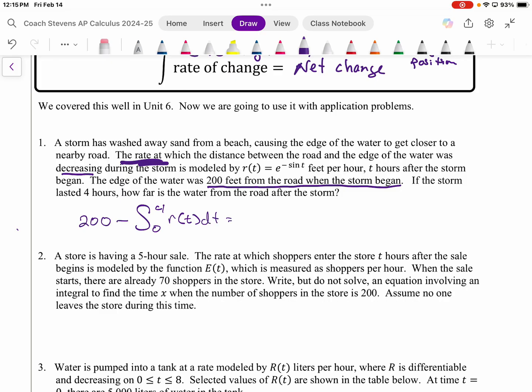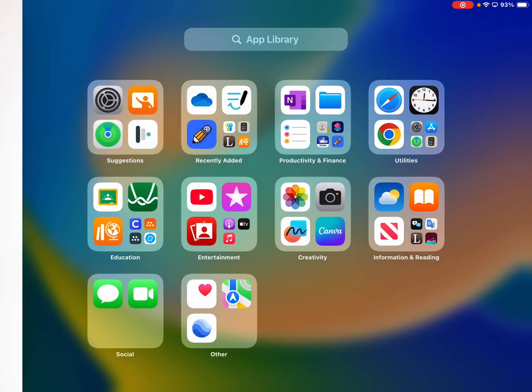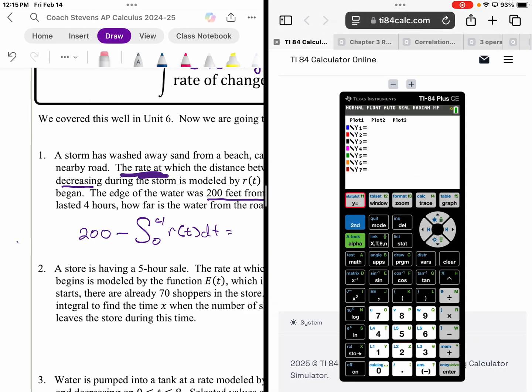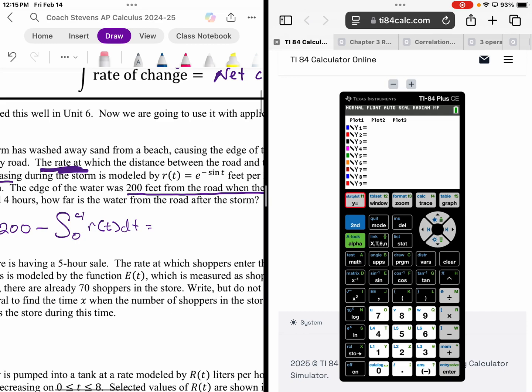Again, I'm going to go in there and plug that in, let it do all the work for me. So I'm going to go in, get my calculator, and then in y1, we're going to put in e, so second ln, and then we're going to raise it to the negative sine t, negative sine x. That looks good. Get out of there, and then go math number 9. And then we're going 0 to 4 of y1.